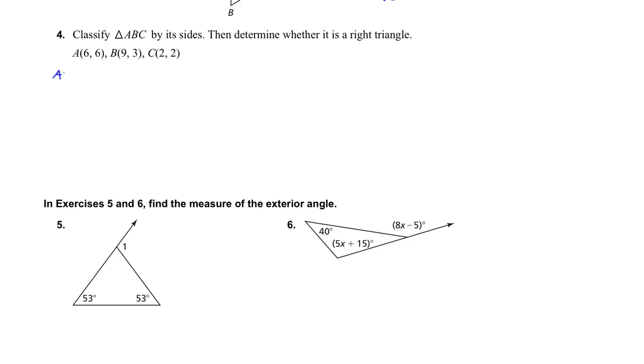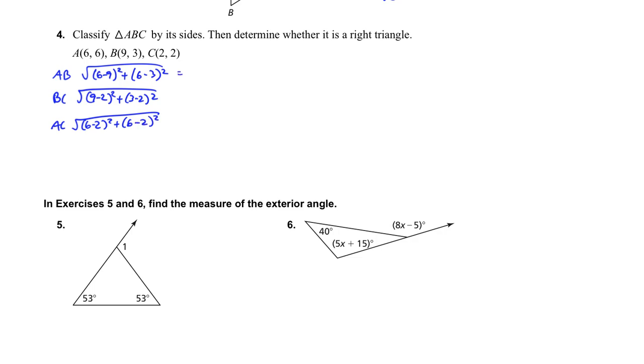So I guess I can do that really quick. So let's figure out A, B. That distance formula is going to be 6 minus 9 squared plus 6 minus 3 squared. And then from B to C, we're going to have 9 minus 2 squared plus 3 minus 2 squared. And then from A to C, we will have 6 minus 2 squared plus 6 minus 2 squared. All right, so let's figure out what all these are worth.